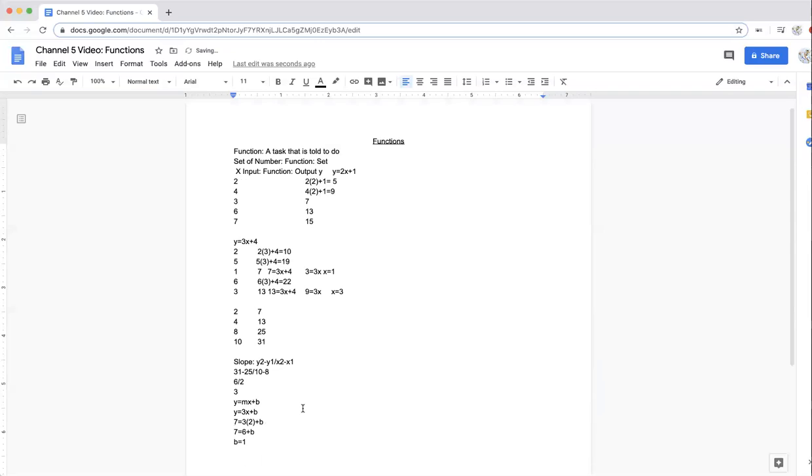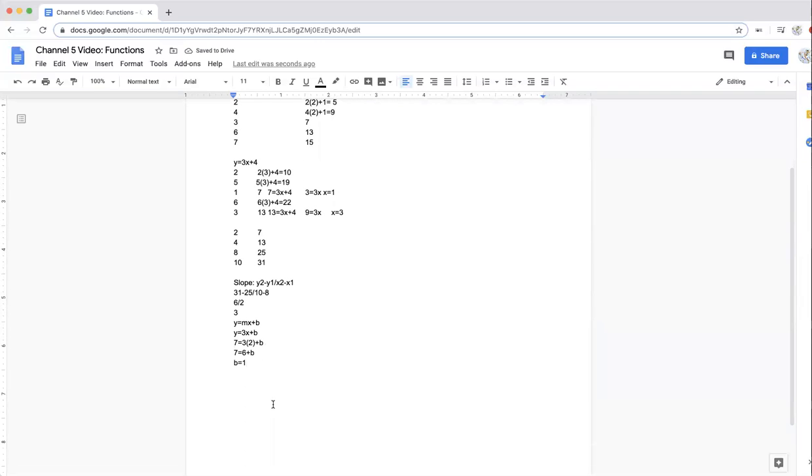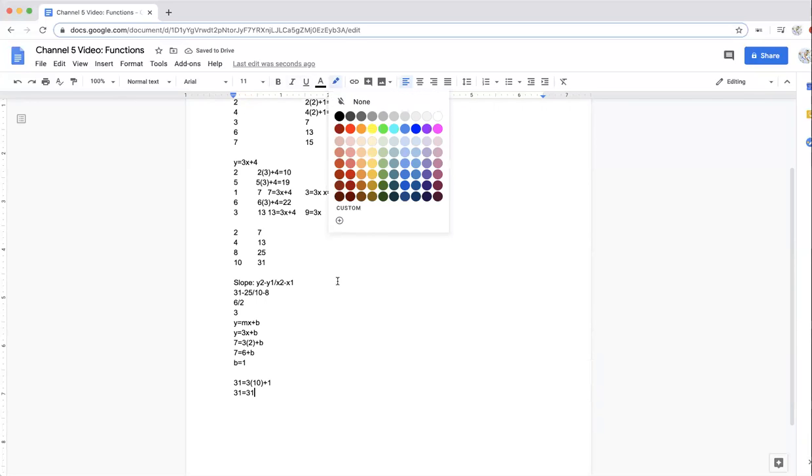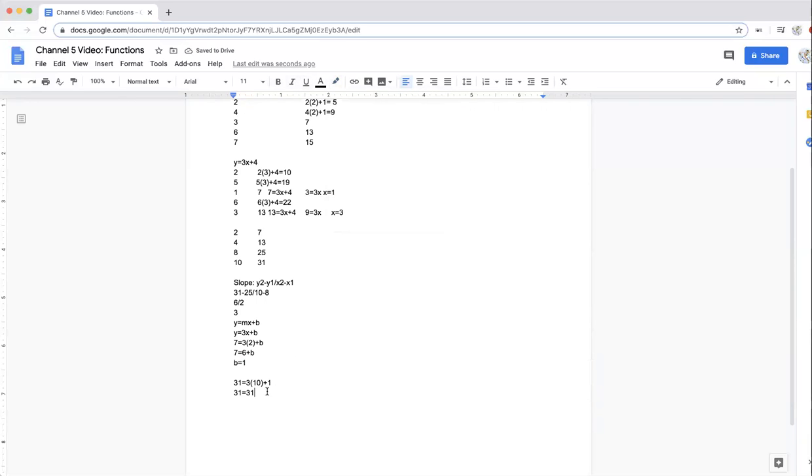Now we can't be 100% sure that's the full equation, so let's try it with one more point. Let's try it with the end point this time. So y is 31 equals 3 times x, so 10, plus, if this equation is correct, it should be plus 1. And indeed, we are correct. It is 31. So this would be correct.